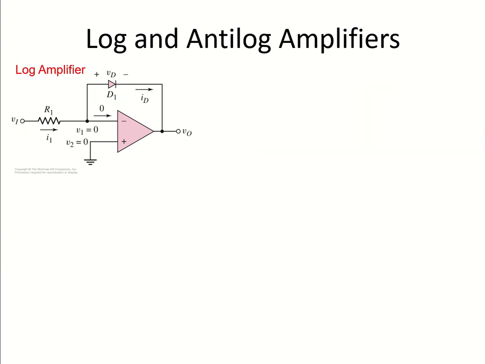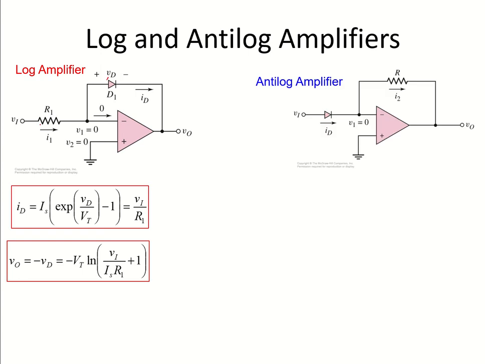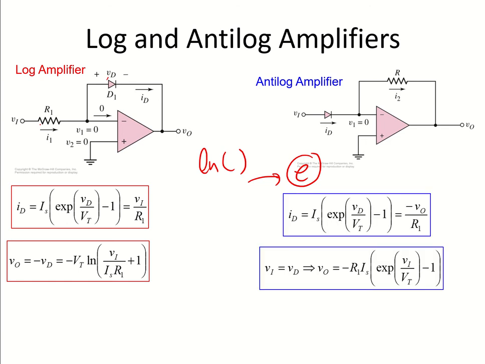Similarly, if we replace this thing with this, we can design the anti-log amplifier. Anti-log means, since natural log is the log, its anti-log will be exponential. So in this case your output voltage will be the exponential of the input voltage. That will be my anti-log amplifier.